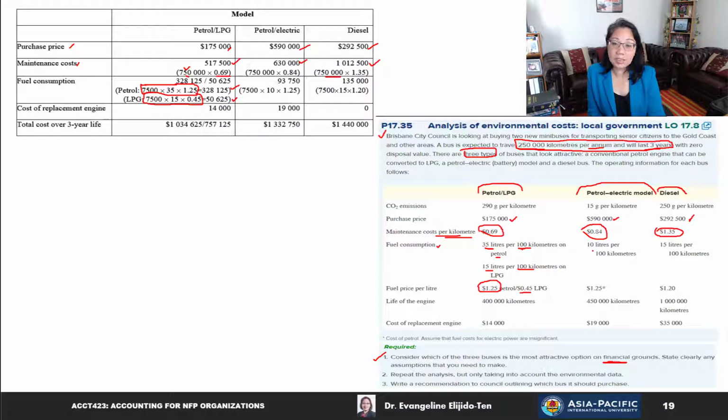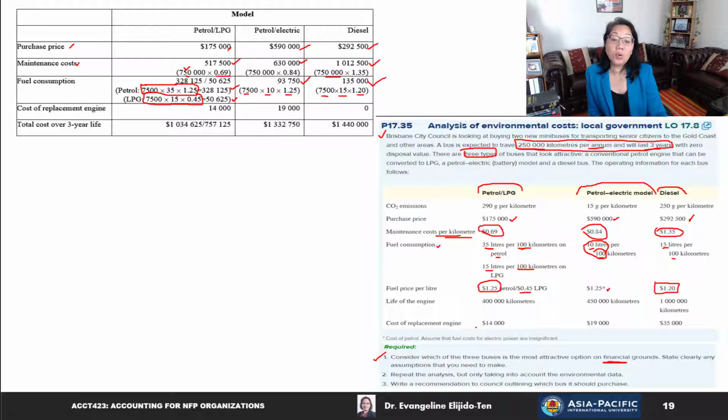Let's move on to the petrol electric model. It uses a lot less fuel. It's 10 liters per 100, and the cost is still $1.25 per liter of petrol. So 7,500 times 10 times $1.25, that's 93,750. What about diesel? It's 15 liters per 100, so it has a lot less consumption when you're using diesel. The diesel is cheaper as well at $1.20. So our calculation would be again 7,500 times 15 times 1.20, so that's $135,000.